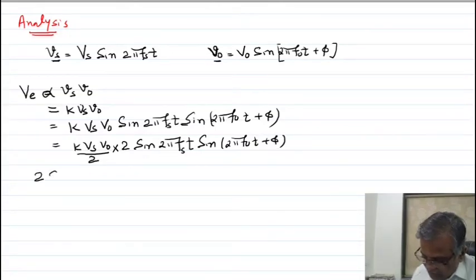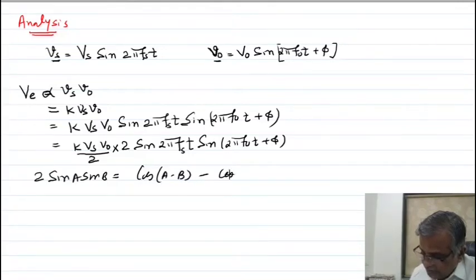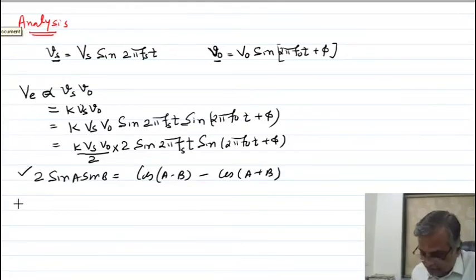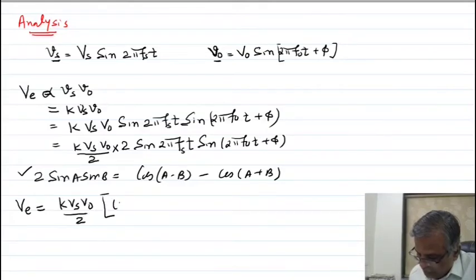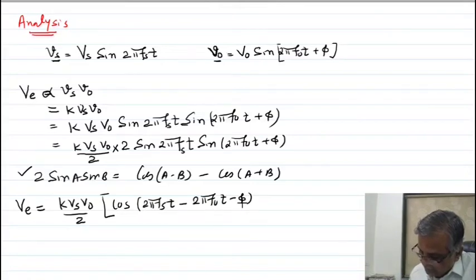You already know that 2 sine A sine B is equal to cos A minus B minus cos A plus B. So I can write the output of the phase detector as K Vs Vo by 2 into cos of (2 pi Fs t minus 2 pi F0 t minus phi) minus cos of (2 pi Fs t plus 2 pi F0 t plus phase phi).